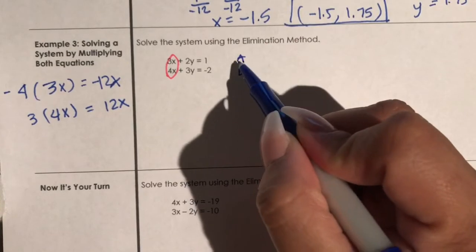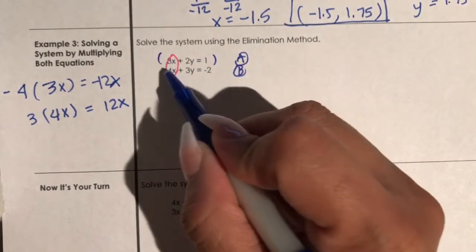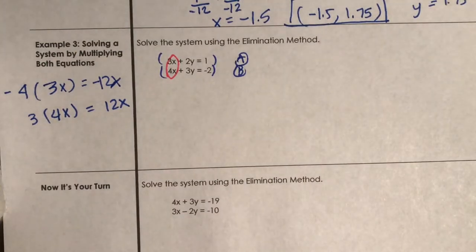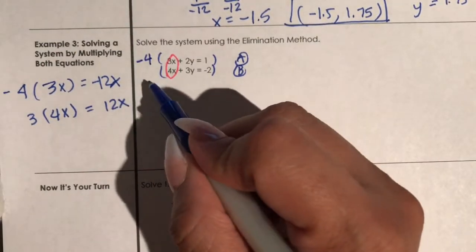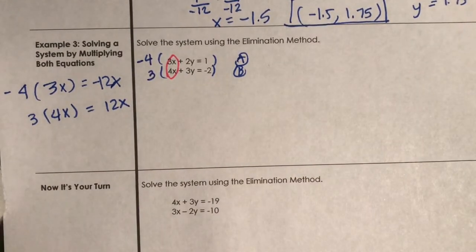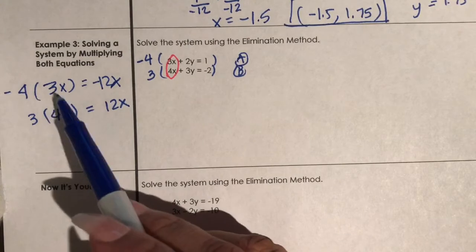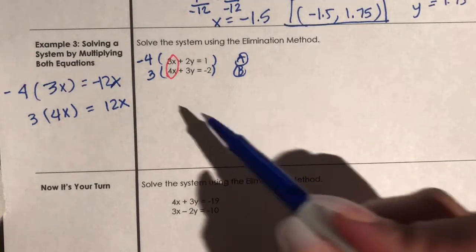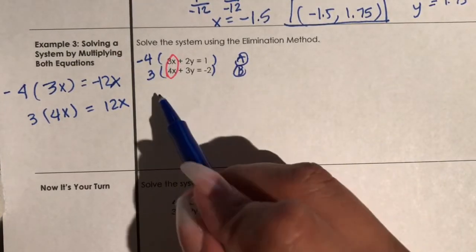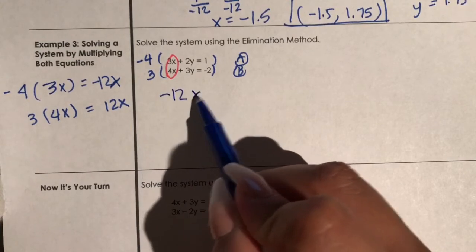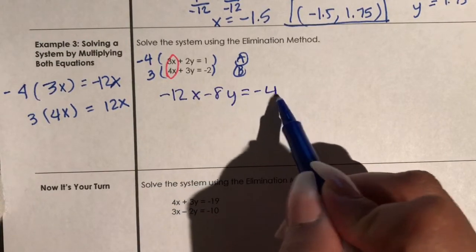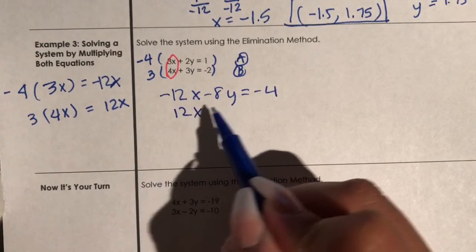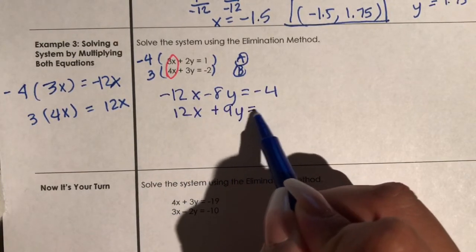Equation A, equation B, always want to do that. Multiplying both equations. Remember, the numbers are going to change. You're not always going to use 3 or 4. We have to create the equations for them to eliminate. So we have to look at the different factors available in each equation. So to simplify, equation A becomes negative 12x minus 8y equals negative 4. Equation B becomes 12x plus 9y equals negative 6.